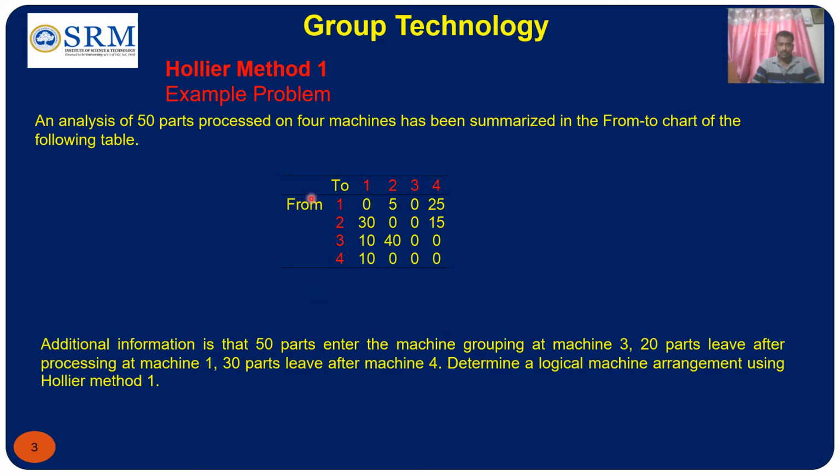This gives information on the movement of the parts from machine to machine. This gives additional information on how many parts enter the machine grouping at machine number 3, and how many parts are leaving after processing from certain machines.